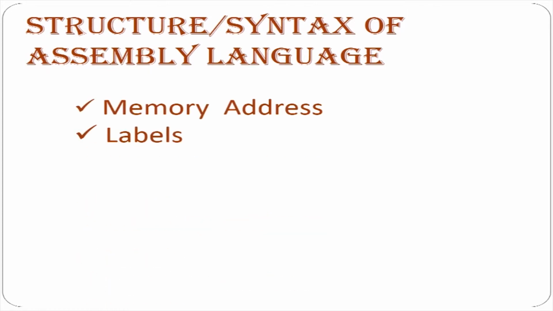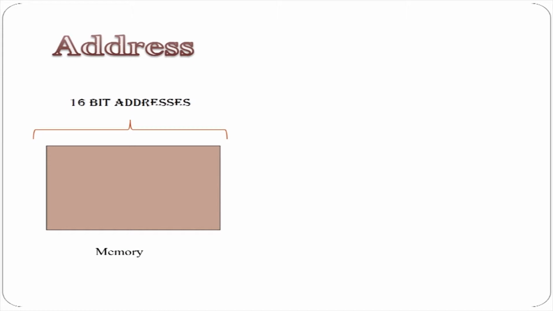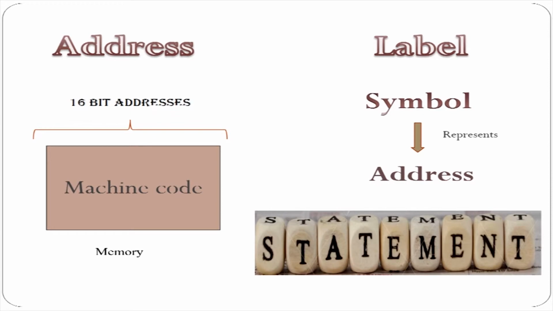Now, let us discuss the structure of assembly language programming, or the syntax of assembly language statements. The assembly language programming has a definite structure. Its program has 6 fields: memory address, labels, mnemonics, operands, opcode, comments. Memory address is the 16-bit address of memory in the system where machine code is stored. A label is a symbol or group of symbols used to represent the address of a specific statement. Usually, they are followed by a colon.